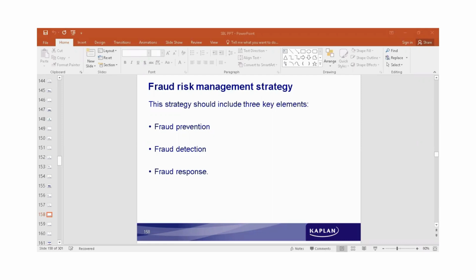Fraud prevention: all possible measures taken to prevent the fraud from happening. Any idea what could be a possible thing for preventing the fraud from happening? Is there any possible way in which they can stop the fraud from happening?